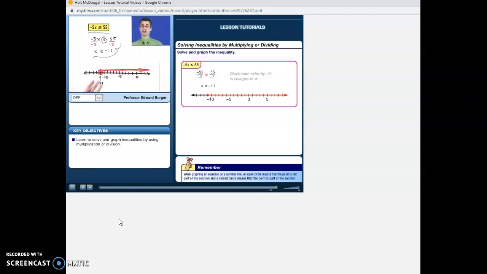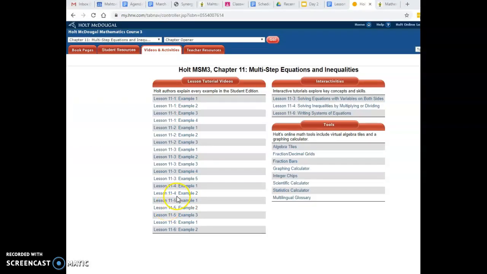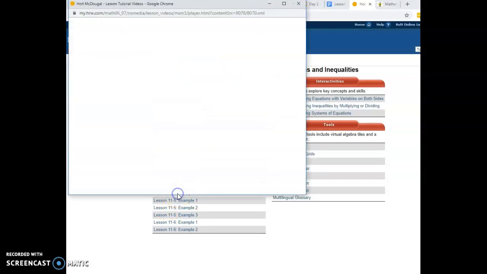Very cool. So you can actually graph and visualize the solution set. The key thing to remember is when you multiply or divide an inequality by a negative number, you have to reverse the inequality symbol. That's it. And then we'll watch the second example from 11.4.